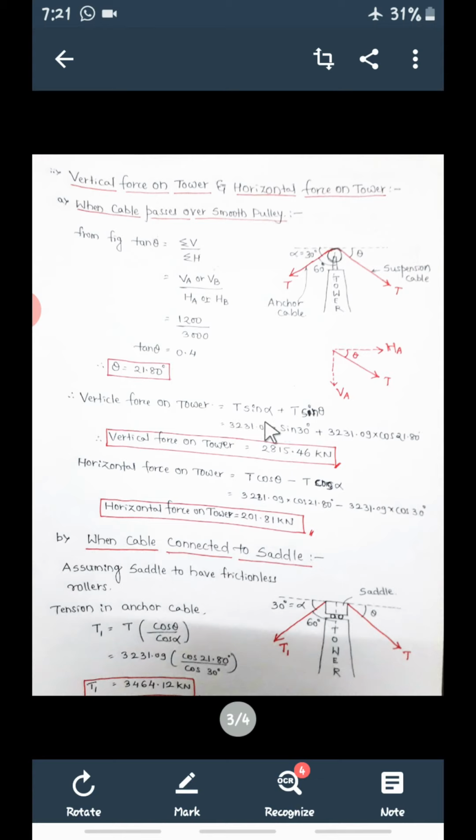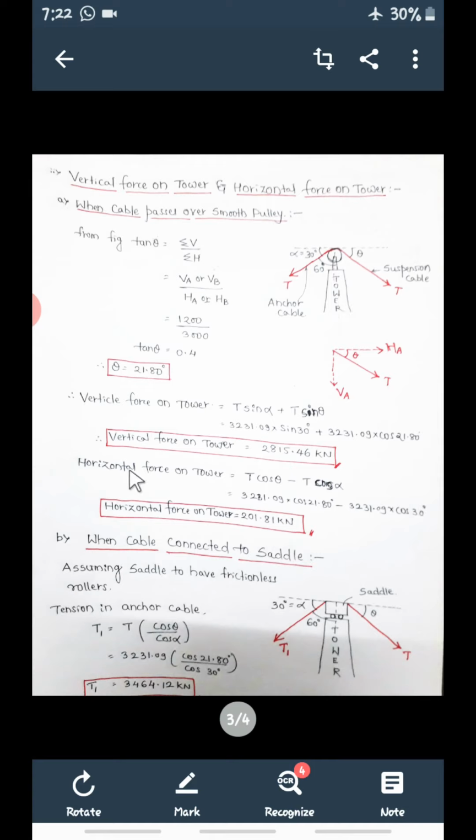So substitute the values. T we already calculated, that is T max, substitute that, okay. Then sine alpha, the alpha value given is 30 degree, and the theta value you have just calculated is 21.80. Substitute here, we will get the vertical force on the tower. So this vertical component plus the vertical component of this will give the vertical force on this tower, okay.